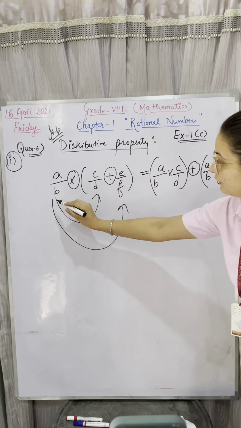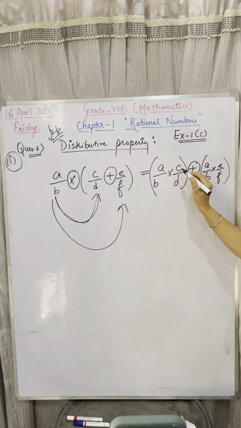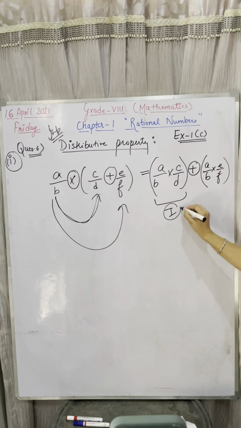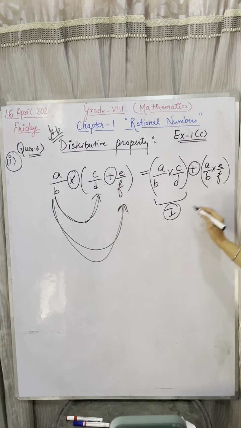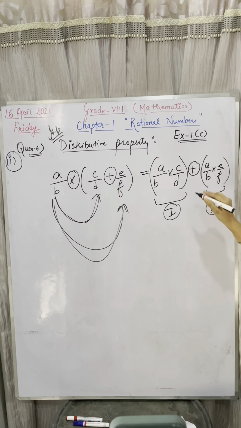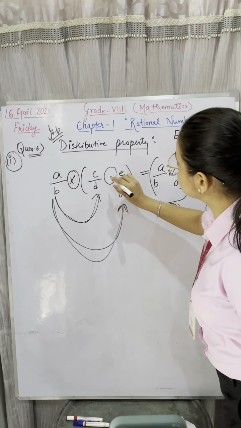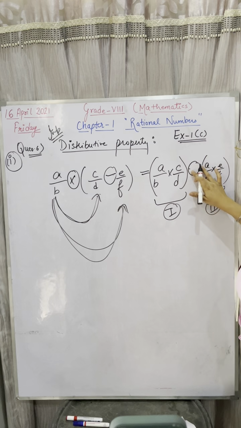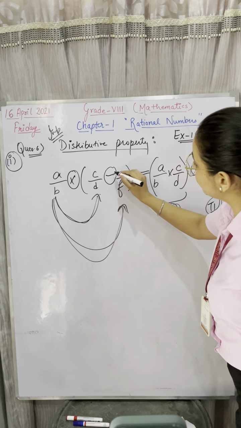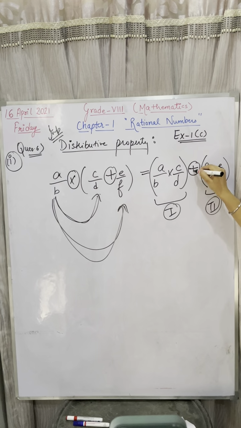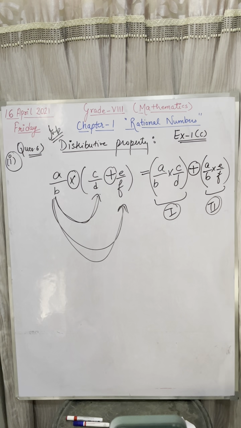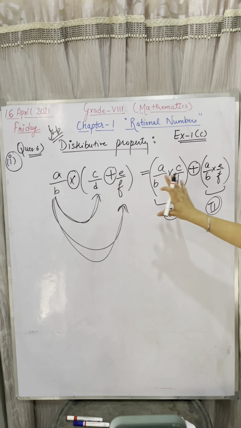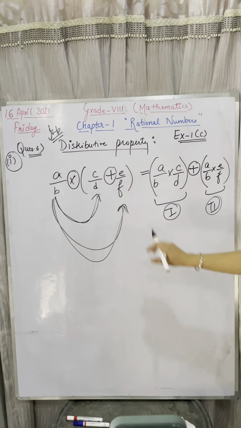A by B, firstly I'll multiply with the first fraction, and then I'll multiply with the second fraction. In between, if there is a minus sign, then you have to write minus sign here. If there is a plus sign, then you have to place plus sign. This was the distributive property we discussed yesterday.